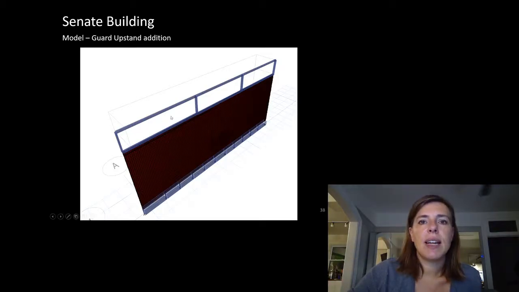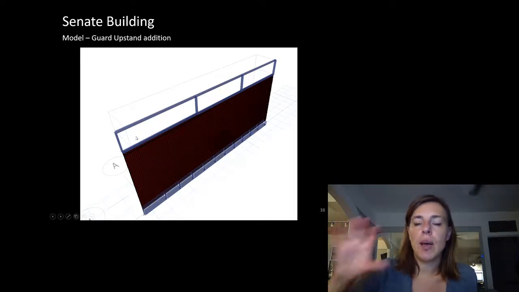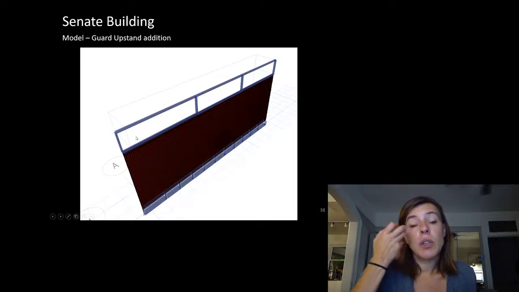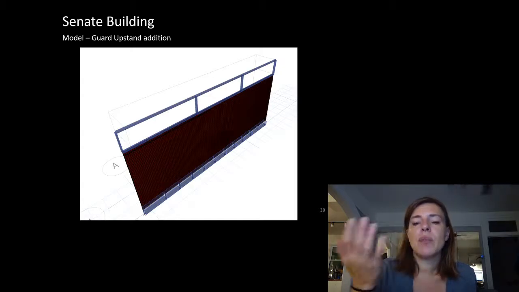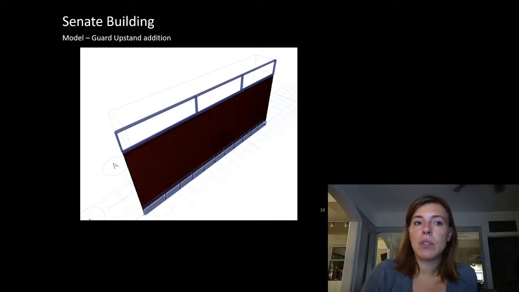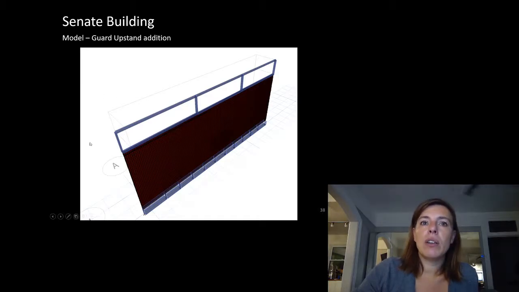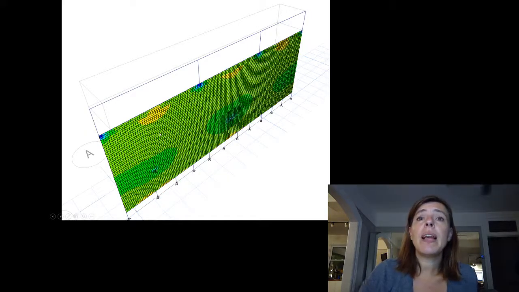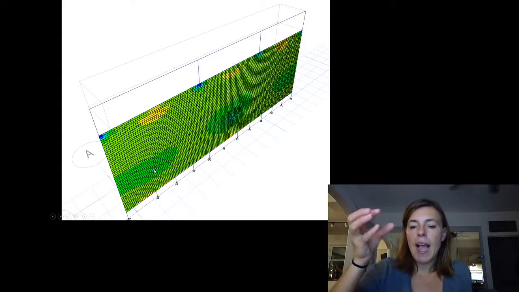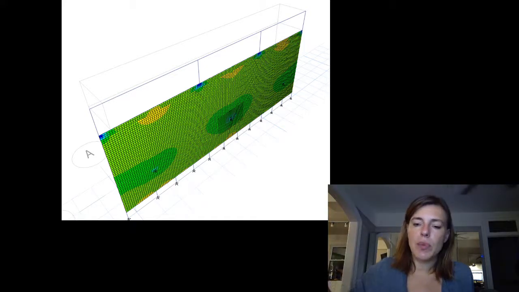I wanted to show you this because it's kind of interesting. Here is the guard, the glass guard with the shoe, and the top addition, the upstand addition that I modeled on it. So I just wanted to show you my analysis, or just some of the images from the analysis of how I went about that. So I applied all of my guard loads on the top, and then I ran the analysis to see what the stresses would be. So this glass had a shoe at the bottom, but it also had localized anchors along the top. So you've seen those ones that kind of go through the glass.